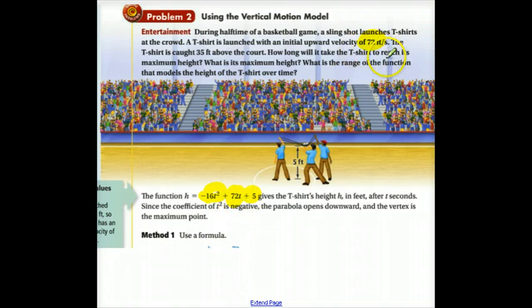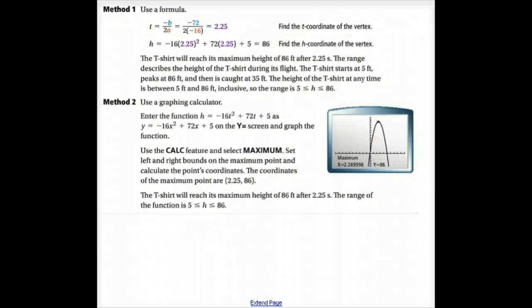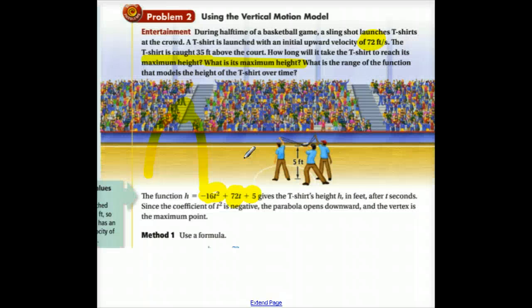So we are looking for how long it will take the t-shirt to reach its maximum height, meaning we need a parabola that goes down. We're looking for the vertex height. What is that maximum height? How long did it take to get there? And what's the range of the function? All right, so in your book it's going to talk about 2 examples. Method 1, the one that we just learned for graphing a quadratic function, and method 2 is using a graphing calculator. I'll let you learn method 2 if you choose to do so.